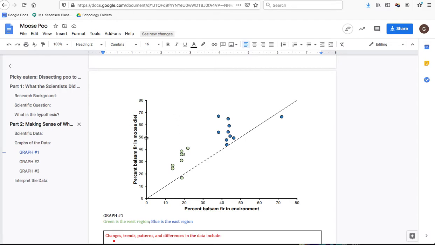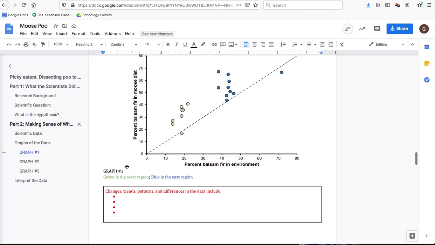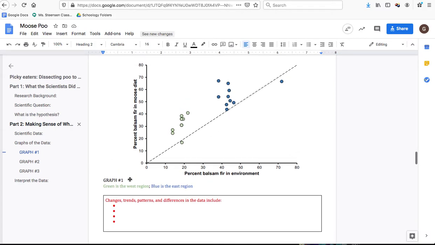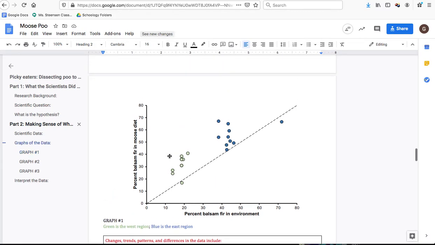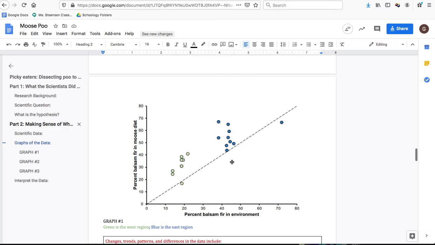So now that I've mentioned this, I want you to make observations for graph 1. For example, one thing that I might notice is that for the most part in the east region, most of the time the percentage of balsam fir in the environment doesn't change from year to year. Even though they're on different parts of the y-axis, they're all in the same area of the x-axis. For all of these years, the balsam fir in the environment was about 45%. And then there's some dots that are around, and then there's this 1 year where the population exploded and there was a lot of it.